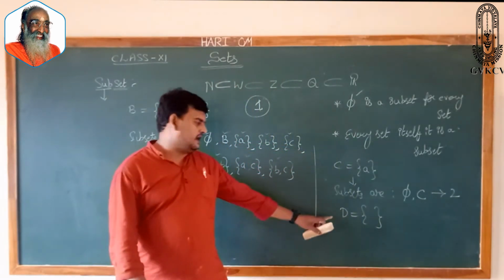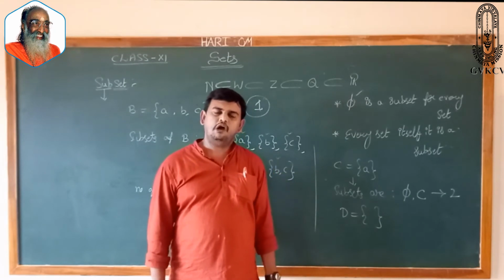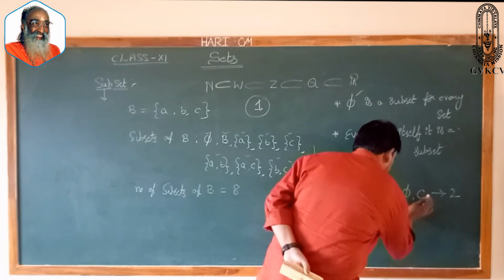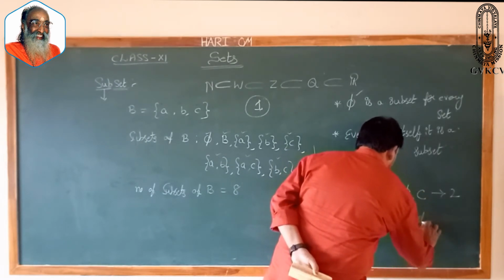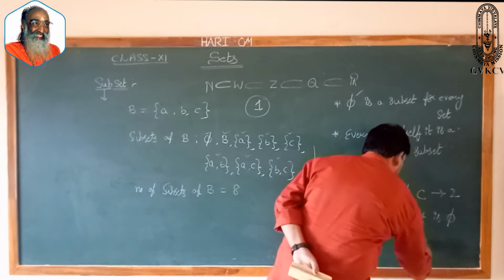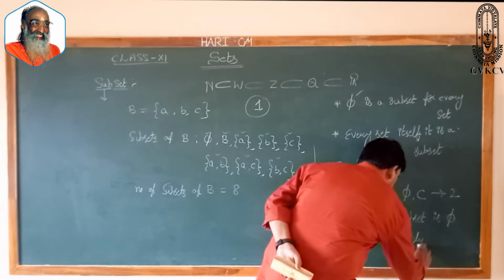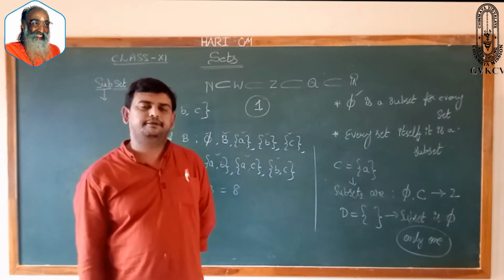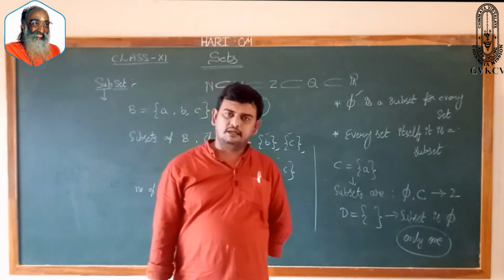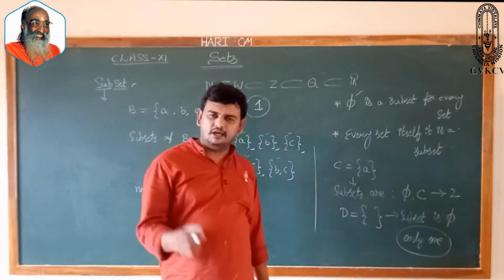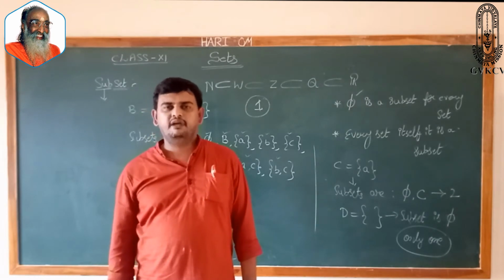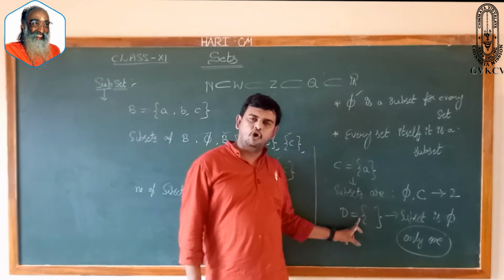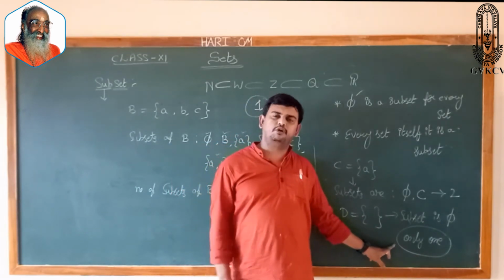Now similarly, for the empty set, how many subsets do we have? Only 1 subset. What is the subset? The subset is phi. I have only 1 subset. Why are we discussing all this? Here we have a formula. When we have an empty set, how many subsets do we have? Only one subset.